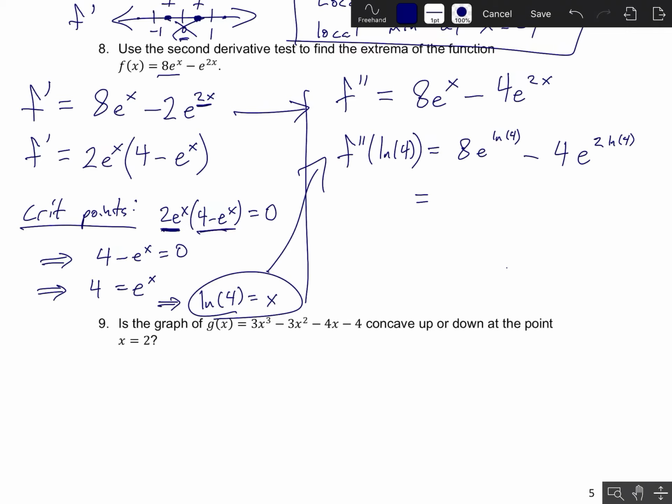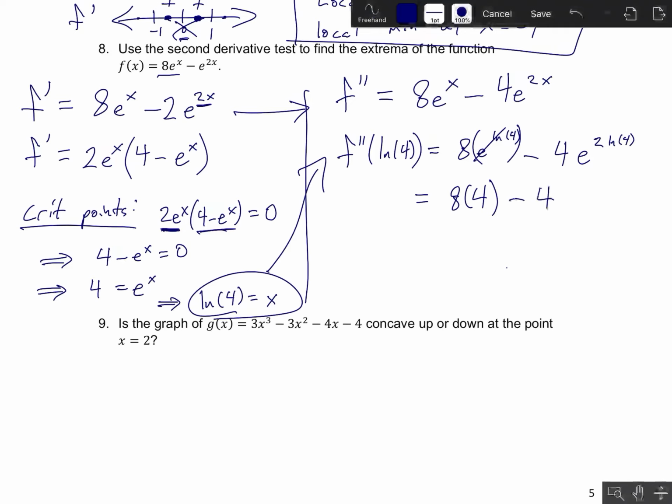And this is something that you could plug into your calculator, but just to remind you of some rules for resolving these exponential terms, I think it'll be good for us to talk about some of these rules. So e to the ln 4 is actually cancellative because e to the x and ln of x are inverse functions. So these would cancel and just leave you with an 8 times 4 in that first term.